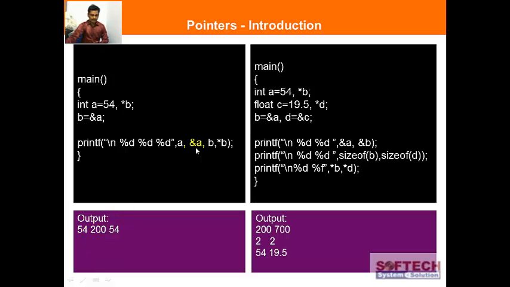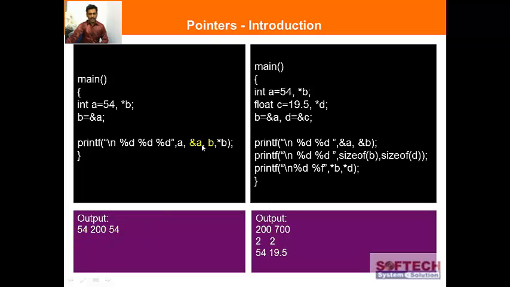And and a displays the address. As per our previous example, a's address is 200. We assume that the address is 200, so it displays 200. B also displays 200, and a is also 200. Star b is the value at 200. Value at 200 is 54. So 54, 200, again 200, 54.